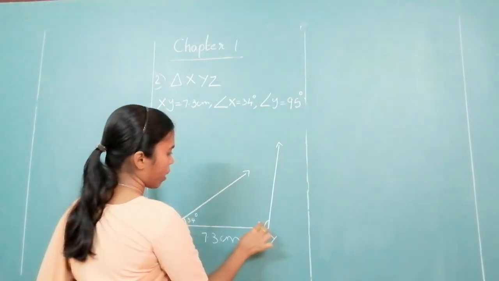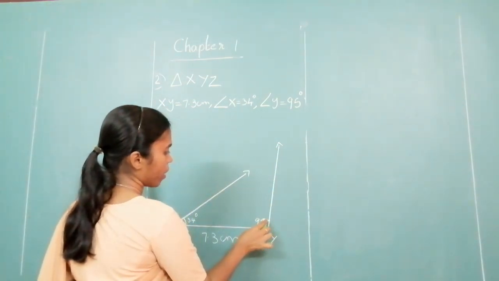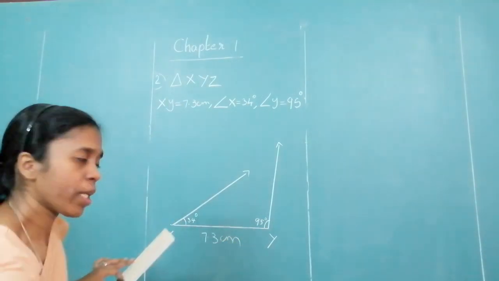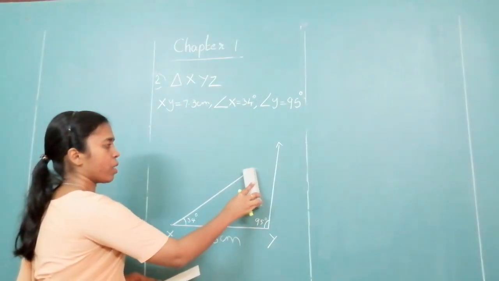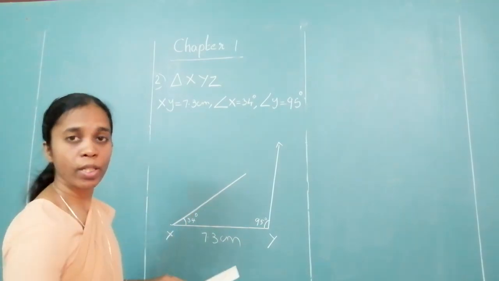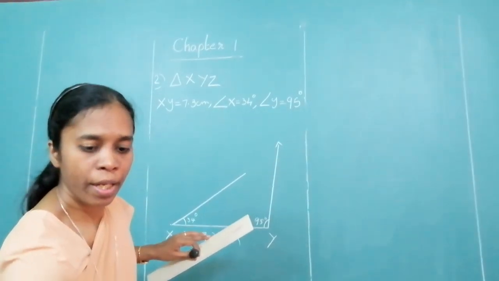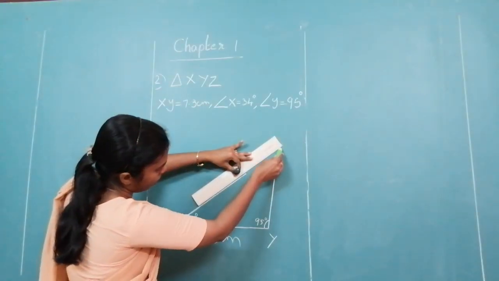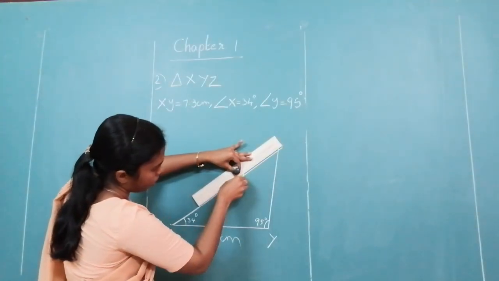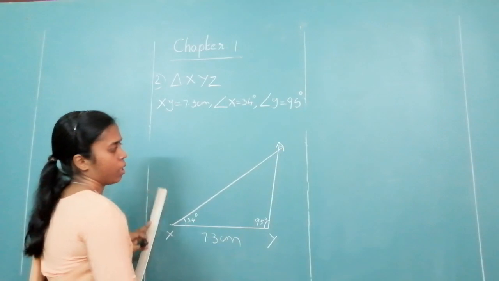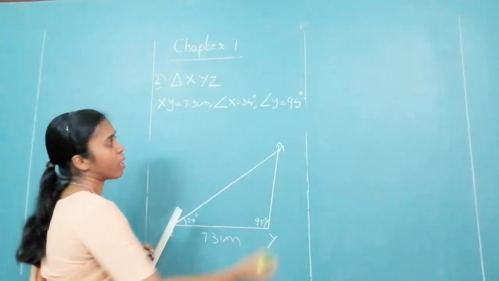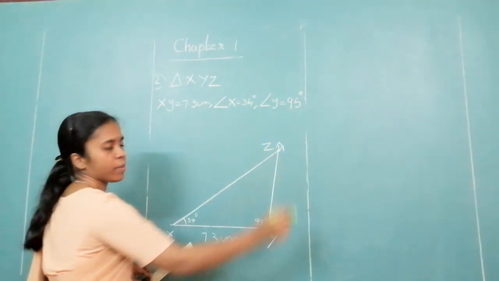This is my 95 degree. Now, as you can see, this extension I have drawn till here, but they are not touching. So I have to extend it till it touches the other ray. Now you can see, this point of intersection will be my Z.